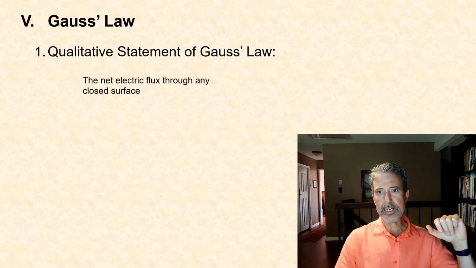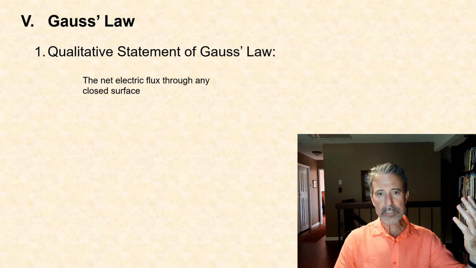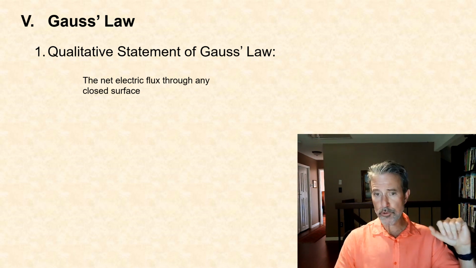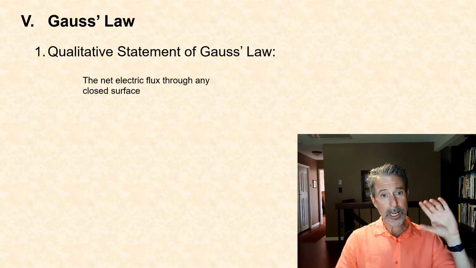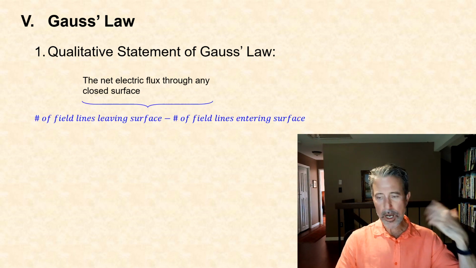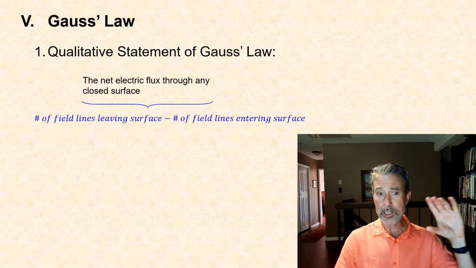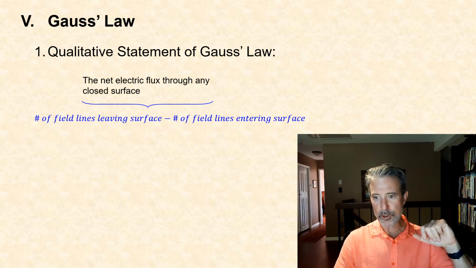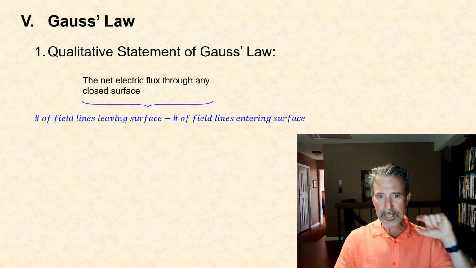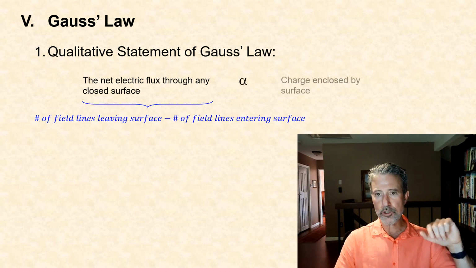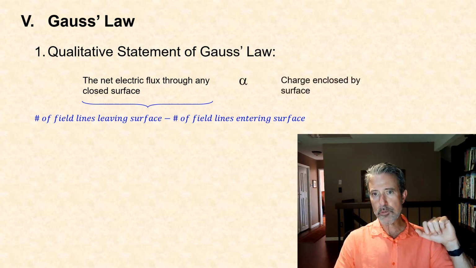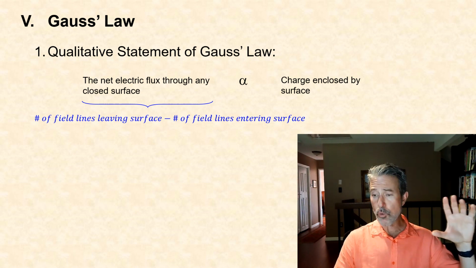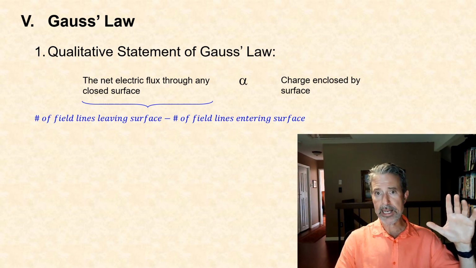Gauss's law tells us that the net electric flux through any closed surface, and remember when we talk about the net flux, we're talking about the difference between the number of field lines leaving the surface and those entering the surface, is directly proportional to the charge enclosed by that surface. Now, qualitatively speaking, this should make sense.